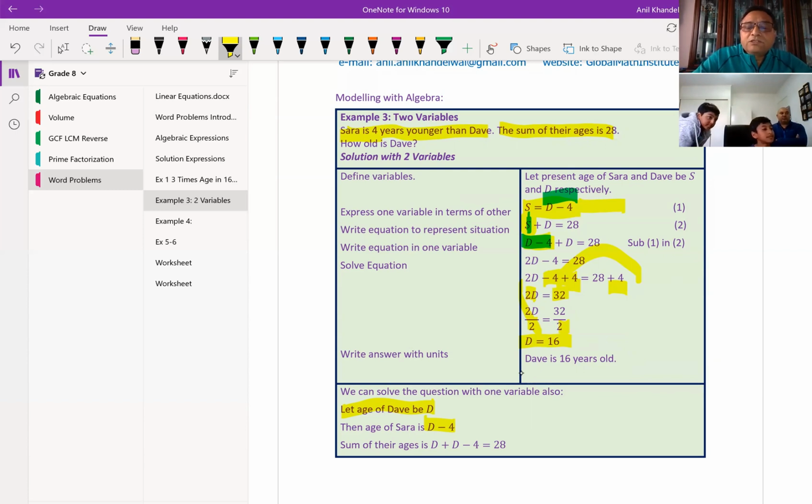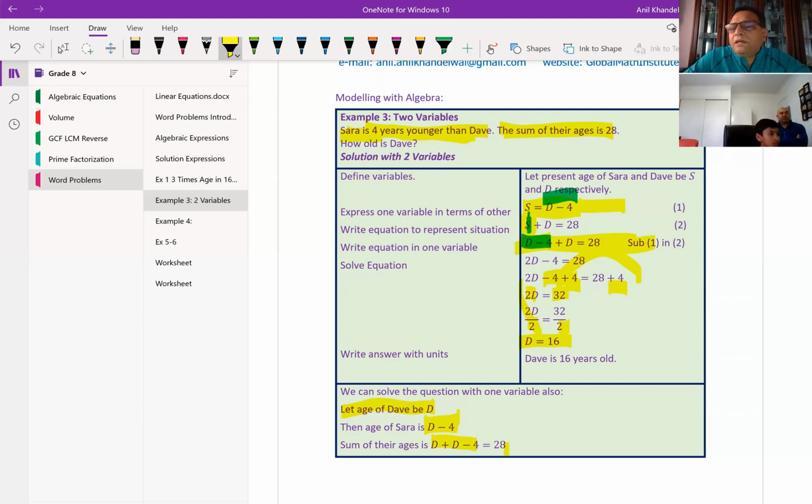Easy for you. So let Dave be D. Sarah will be 4 years younger than Dave. That means D minus 4. Then the sum of their ages: Sarah is D minus 4, Dave is D. Let's add them and get 28. So we get our equation which was to be solved. Is that clear to you? Yes. Straight away, D plus D minus 4 equals 28. So this is also a good technique to do.